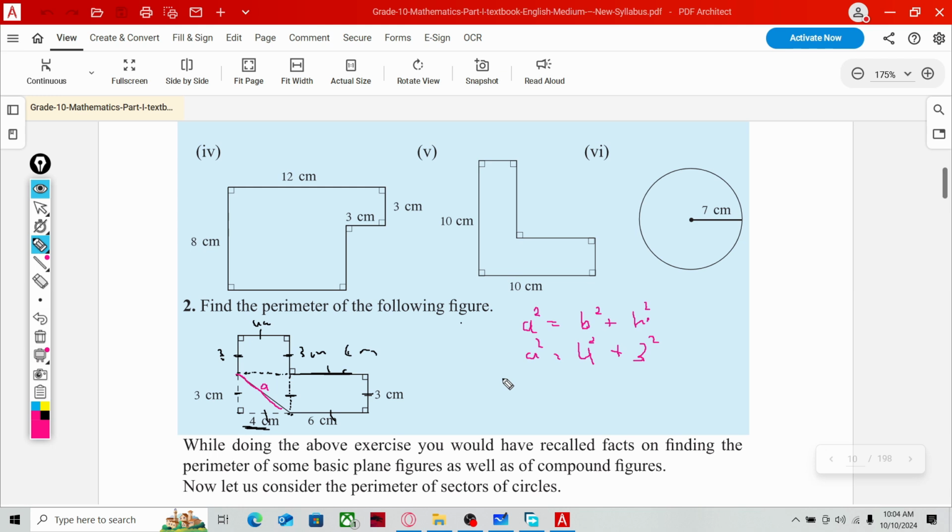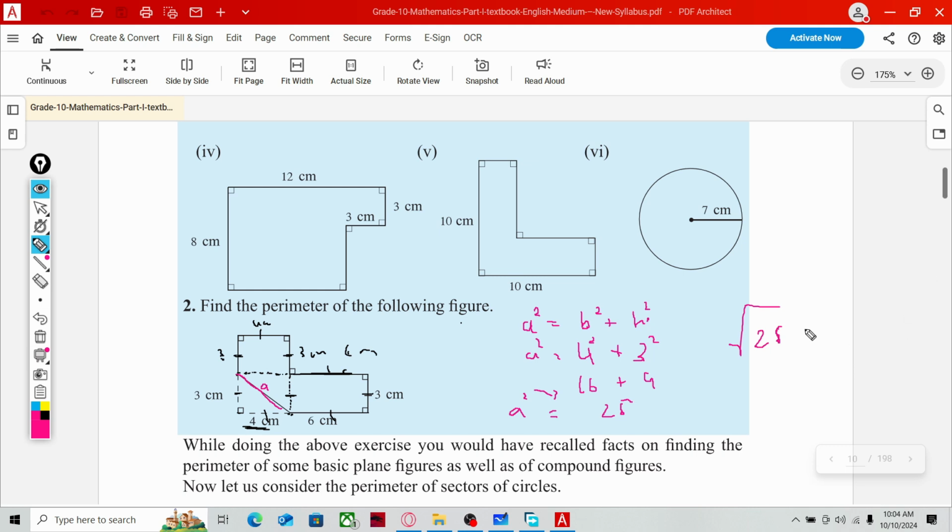So what is 4 square? 4 square will give you 16, and then 3 square is going to give you 9. 9 plus 16 is going to give you what? 25. Now since we want to remove the square in a, we put the square root on the other end and you will get what? Root. We have to find the root of 25.